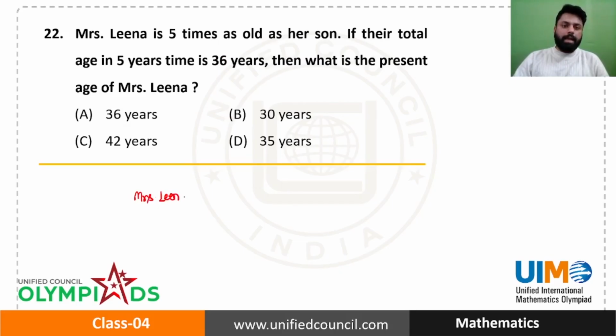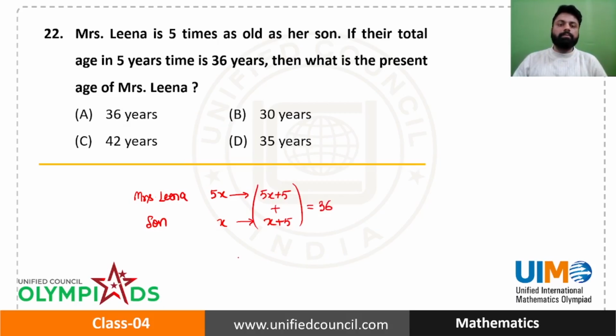Mrs. Leena and her son. If the son's age is X, then her age is 5X. In 5 years' time, the son's age will be X plus 5 and Mrs. Leena's age will be 5X plus 5. If after 5 years the sum of their ages is equal to 36, then 5X plus X, 6X plus 10, is equal to 36.